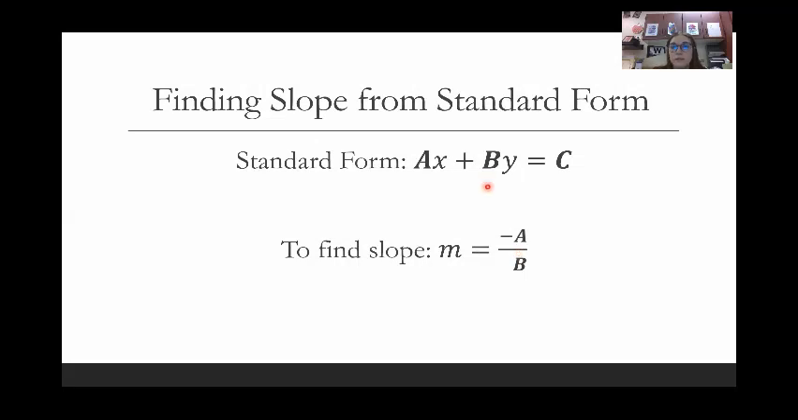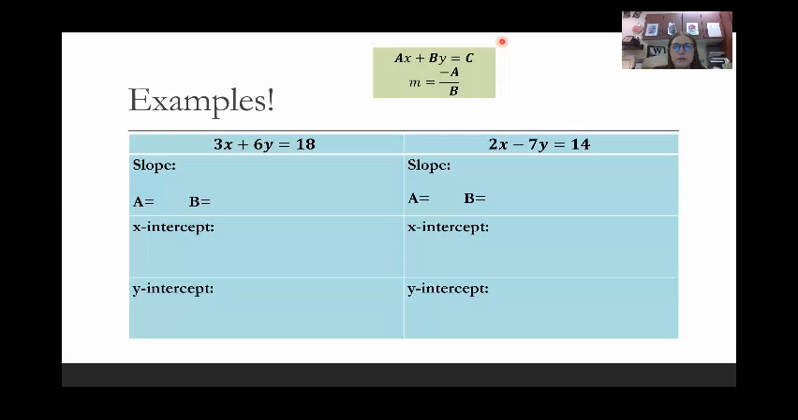So let's look at some examples. I put our formulas up here for us. For this first one, we have 3x plus 6y equals 18. First I'm going to fill in what my a and b are. My a is 3 and my b is 6. And we're going to use these to find slope. To find slope, we have m equals, and it's going to be a fraction. So we have negative a. Negative a would be negative 3. So this 3 became negative in here.